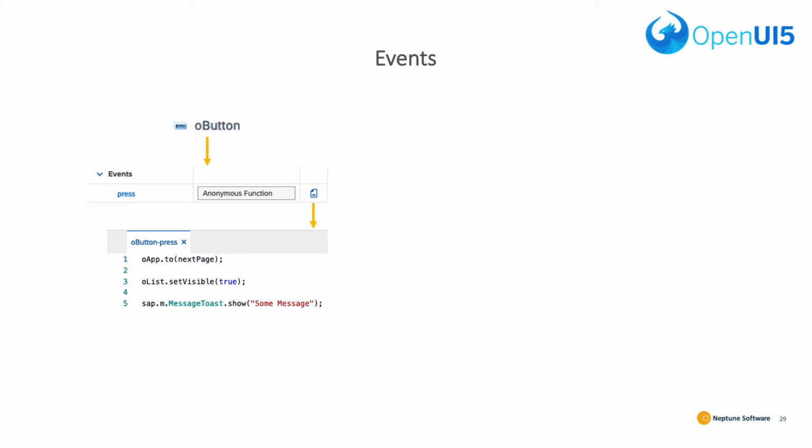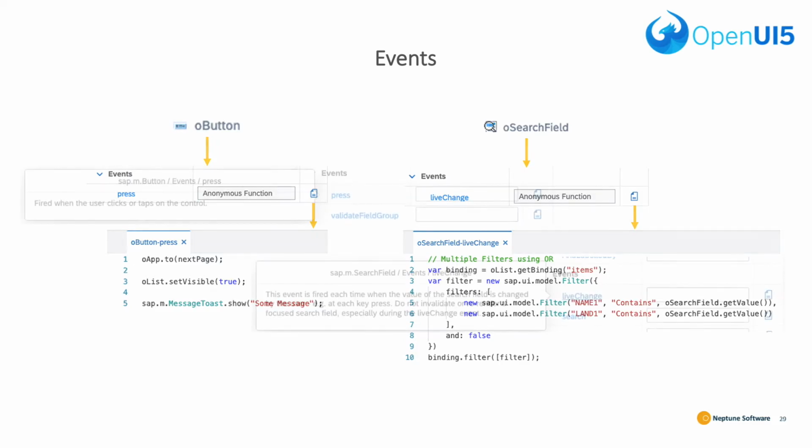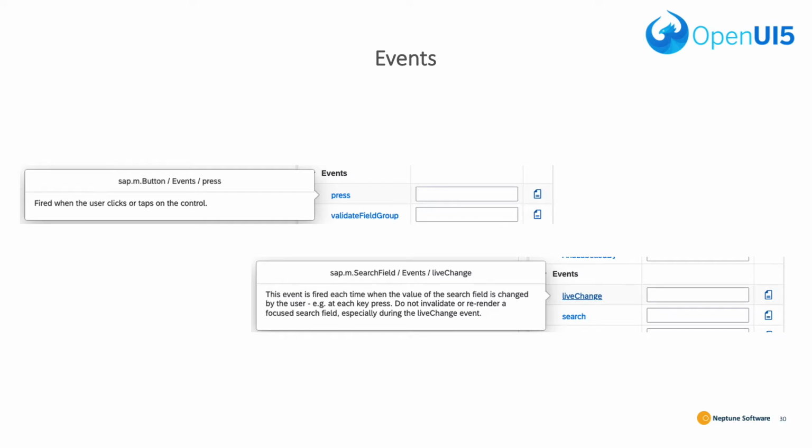A second example is with a search field component, which has a liveChange event, and this event will be triggered every time a change is made in the field, such as a key being pressed. In this event, I've implemented a search on a list, so each key press updates the list with the search results based on what is typed. You can always click on the properties of the components to view information about them. So here you can see a description of each event and when it's triggered.